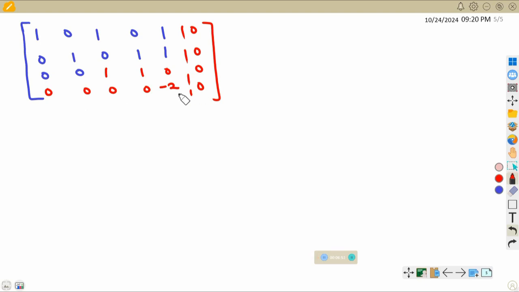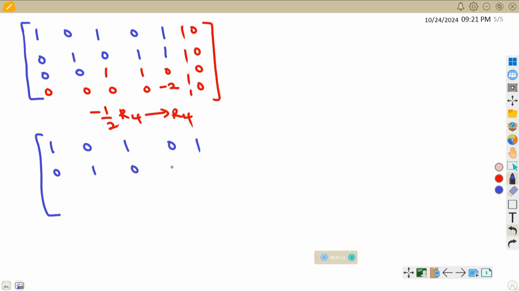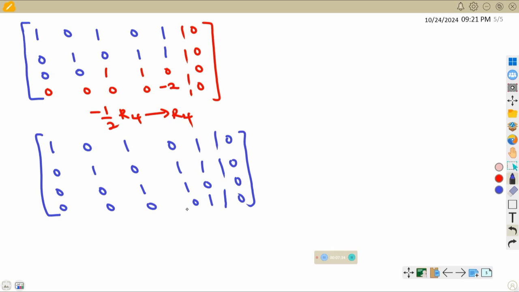So from there, we can also eliminate this negative by placing negative a half row 4 to give us row 4. So when we do that, we shall be able to obtain 1, 0, 1, 0, 1, 0, 1, 0, 1, 1, 0, 0, 1, 1, 0, then 0, 0, 0, 0, 1, and here we are still having 0, 0, 0, 0. So this is what so far we have.